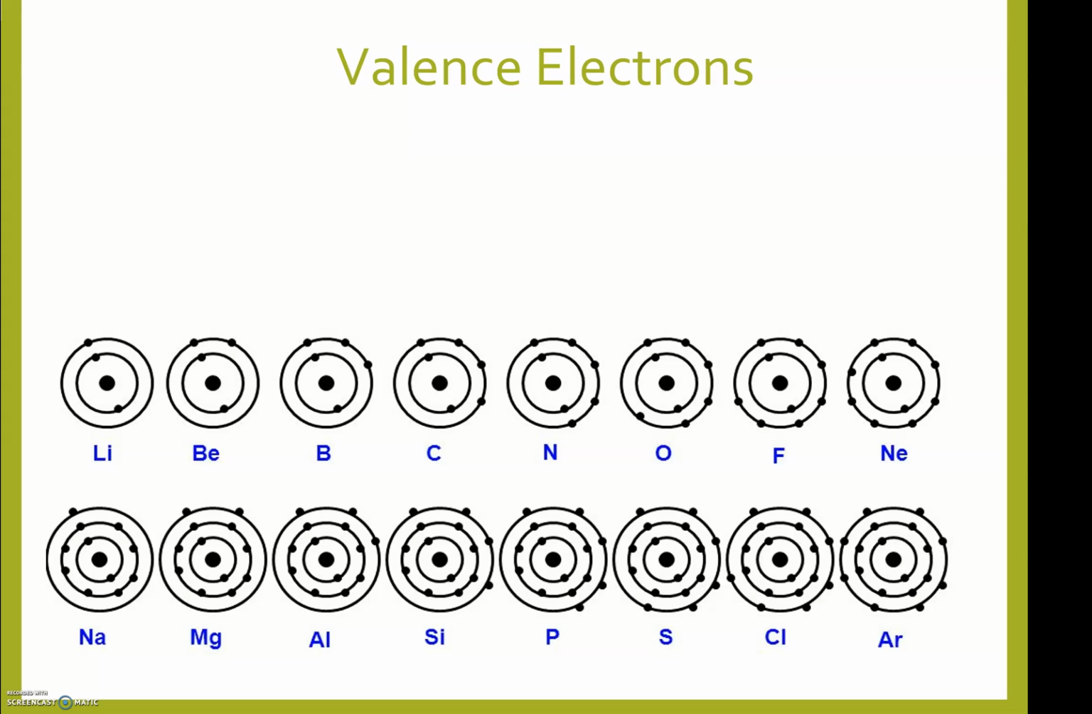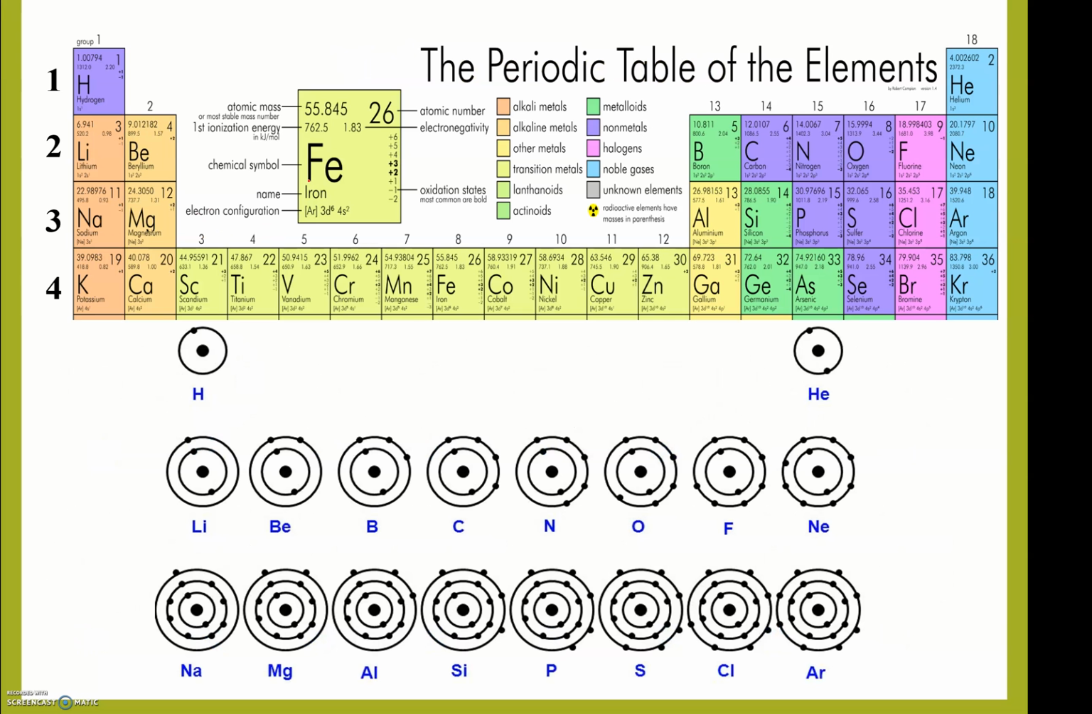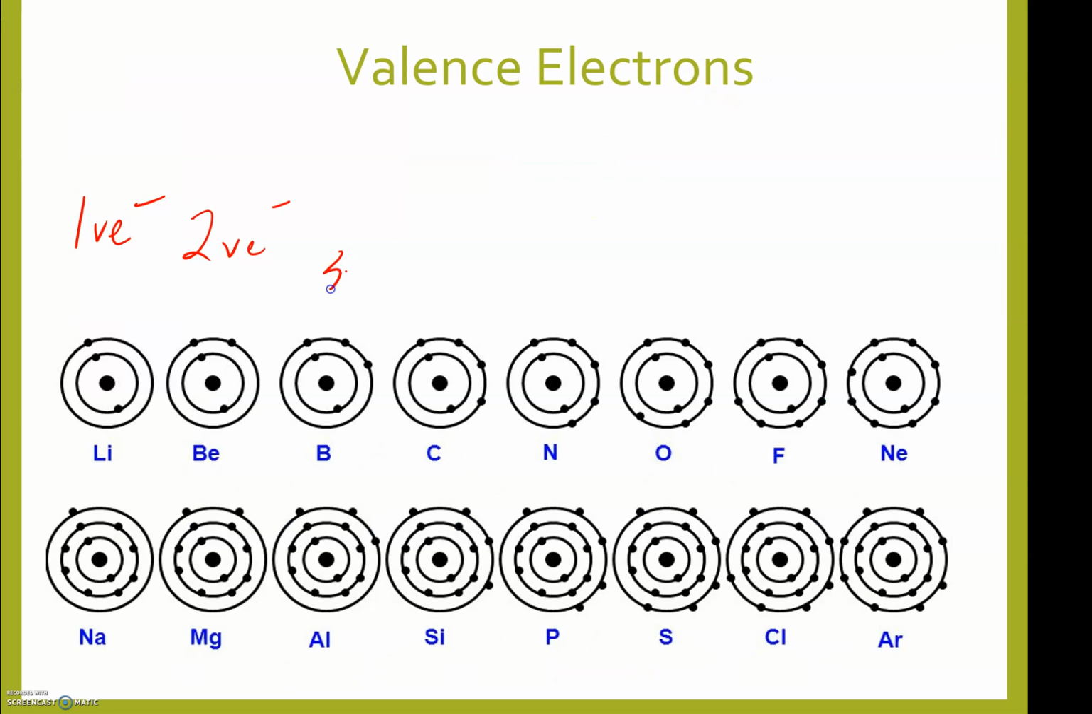Elements that are in group 1 have 1 valence electron. Elements in group 2 have 2 valence electrons. Elements in group 3, which is sometimes called group 13, have 3 valence electrons. Let's circle those so you see them. 1, 2, 3. And so forth.